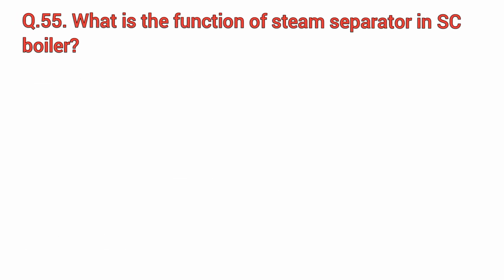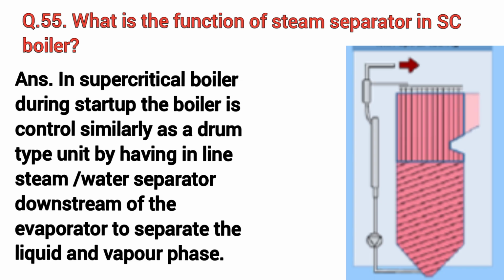What is the function of steam separator in SC boiler? In a supercritical boiler, during startup the boiler is controlled similarly to a drum-type unit by having an in-line steam water separator downstream of the evaporator to separate the liquid and vapor phase.